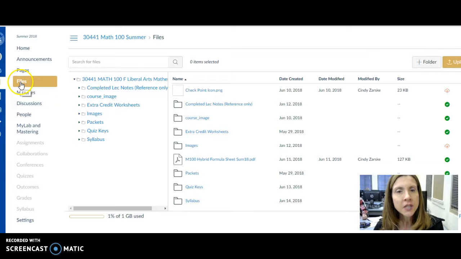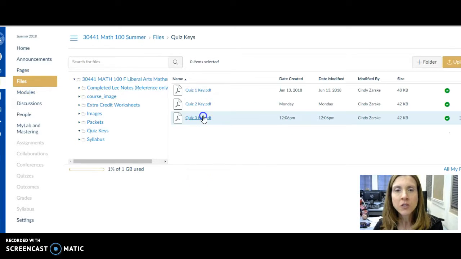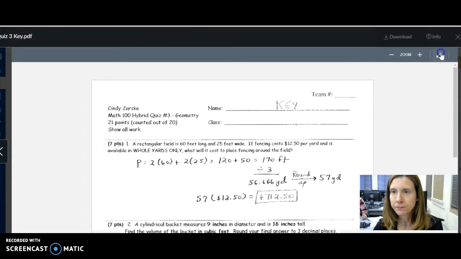In our Canvas course, the key is posted under Files, and then Quiz Keys folder. I'm going to the Quiz 3 key.